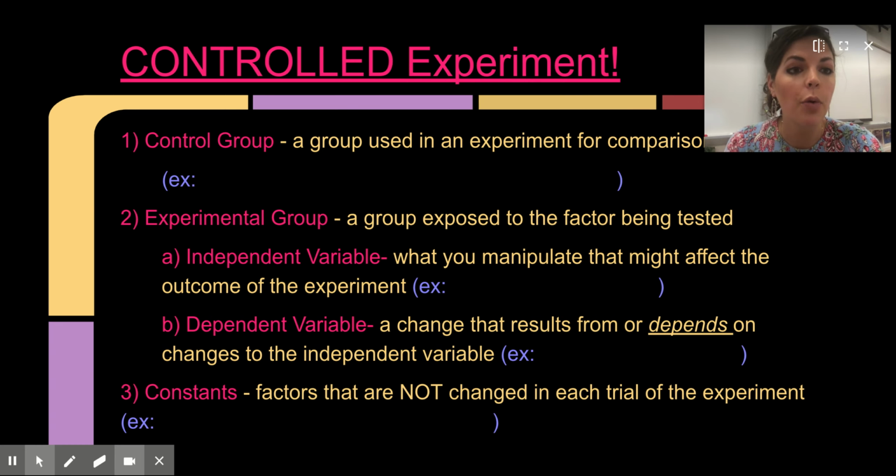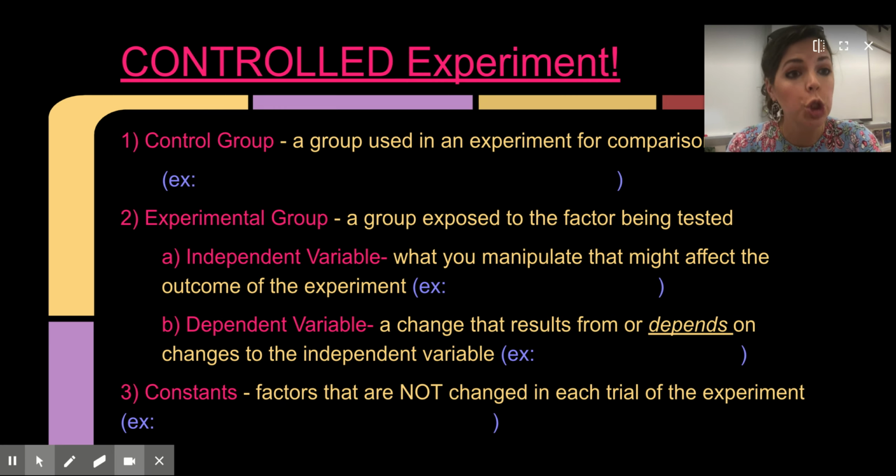So your experimental group is going to be exposed to whatever factor you're testing. So in this case, it would be exercise, right? So that's the factor that we are testing. So your independent variable is what you are manipulating. So what is going to affect the outcome of this experiment. So I want you to take a second and I want you to answer what you think the independent variable in our exercise and heart rate scenario is.